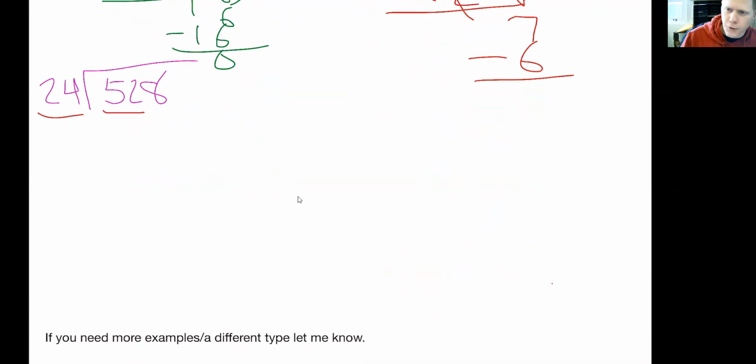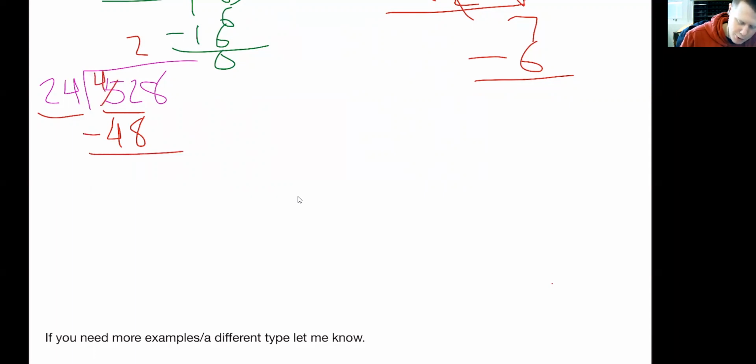You're first going to look at the first two digits of what you're dividing into and ask yourself, how many times does 24 go into 52? This might be a little bit harder to count on your fingers, but 24, 48, and then it's going to be way too big. So it goes into it 2 times. If you have a calculator, you can even multiply 24 times 2, 24 times 3, and see how close you can get without going over.